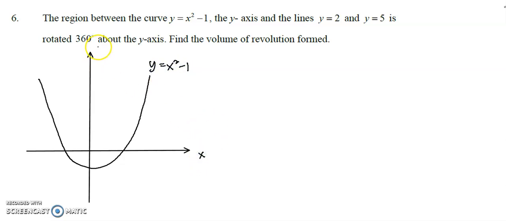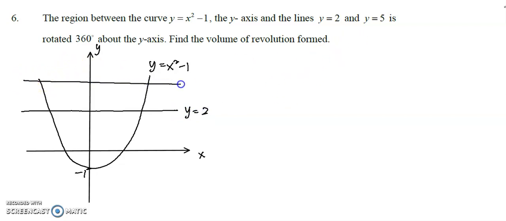And now you need to get the region which is rotated about the y-axis. So the region is bounded by this curve, the y-axis, this is the y-axis, this is negative 1, and the line y equals 2. So y equals 2, you can just get somewhere over here. And y equals 5. Okay, so where is the region that you want? Again, we need the region bounded by this curve, the y-axis, y equals 2 and y equals 5. So the region will be somewhere here. This is the region that we want.